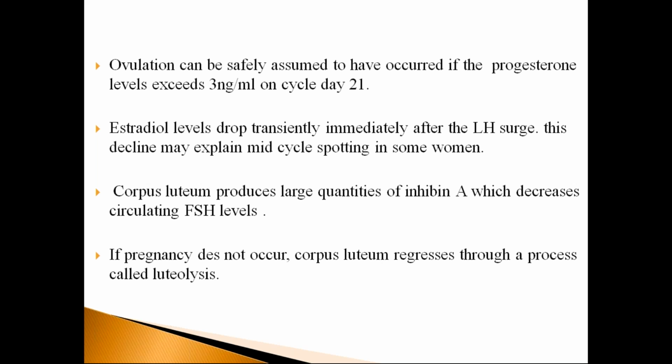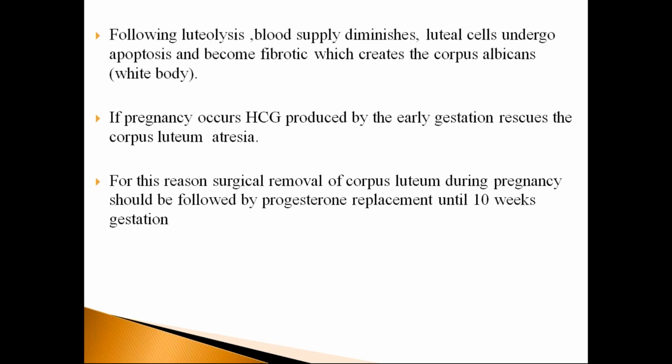If fertilization occurs and there is blastocyst formation, and if implantation occurs, pregnancy continues. If it doesn't occur, then the corpus luteum regresses through a process called luteolysis. Following luteolysis, the luteal cells undergo apoptosis and become fibrotic, and the yellow body is converted into a white one, which we call the corpus albicans. So if fertilization doesn't occur, the corpus luteum is converted into the corpus albicans.